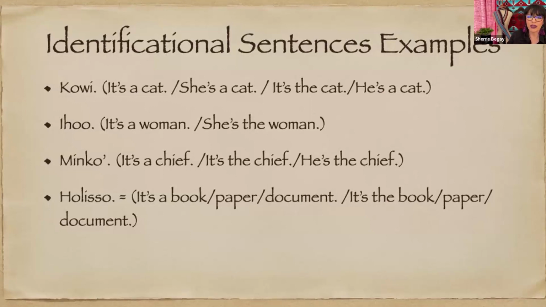All right, another one, holiso. Holiso means book, and it can mean book, paper, or document. So as a complete sentence, it's a book, it's a paper, it's a document, it's the book, it's the paper, it's the document. We would often use that now for a computer document.